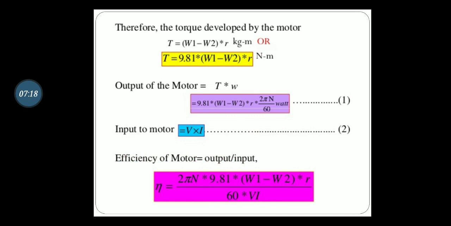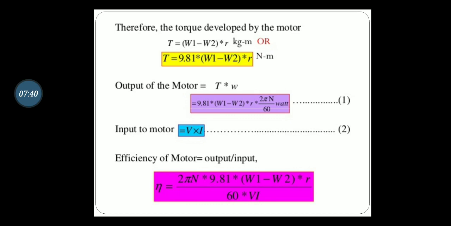The torque developed by the motor can be calculated by using the formula T equals (W1 minus W2) into R. This is in terms of kg meter, and that can be converted into Newton meter by multiplying by the constant, that is 9.81.